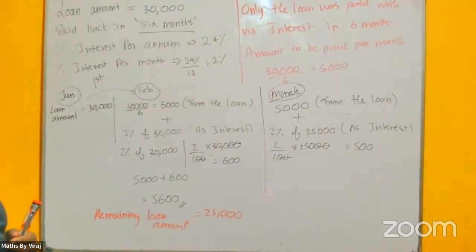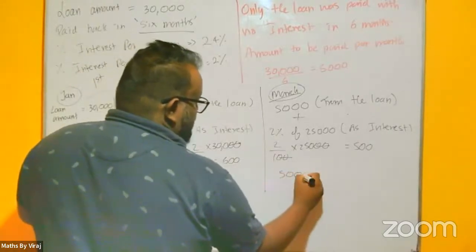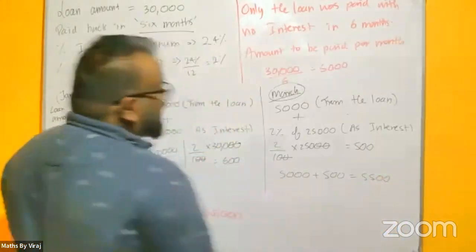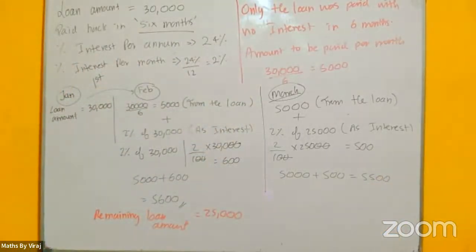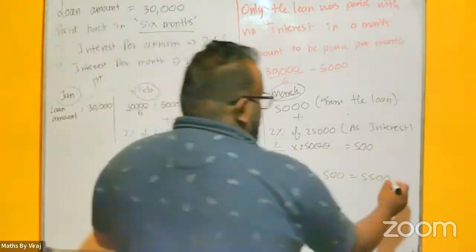500. Therefore, what is the rental that I should pay? Look at this. 5,000 plus 500. 5,500 should be paid as the monthly rental. Now, this is kind of difficult.